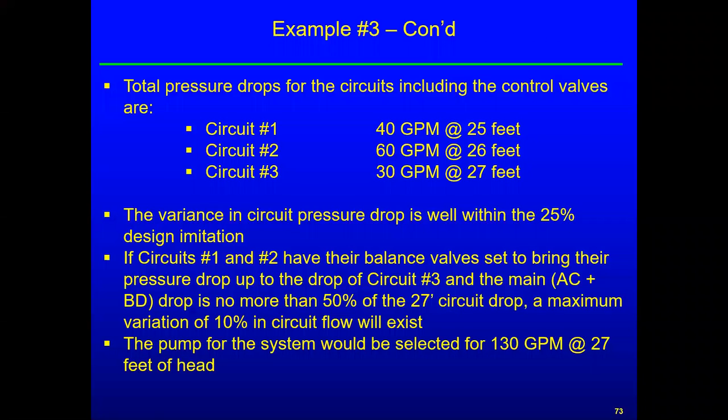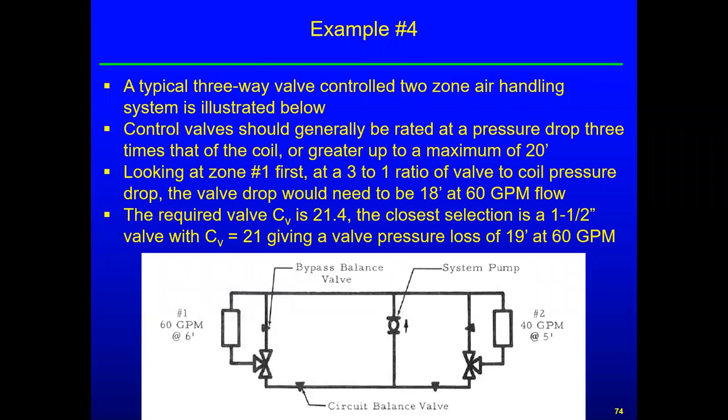All right, so let's continue on here. Example number 4, typical 3-way valve controlled 2-zone air handling system is illustrated below. Control valves should generally be rated at a pressure drop 3 times that of the coil, or greater, up to a maximum of 20 feet. Looking at zone number 1, that's the one on the left, and zone number 2 on the right. Zone number 1 is 60 GPM at 6 feet, and zone number 2 is 40 GPM at 5 feet.